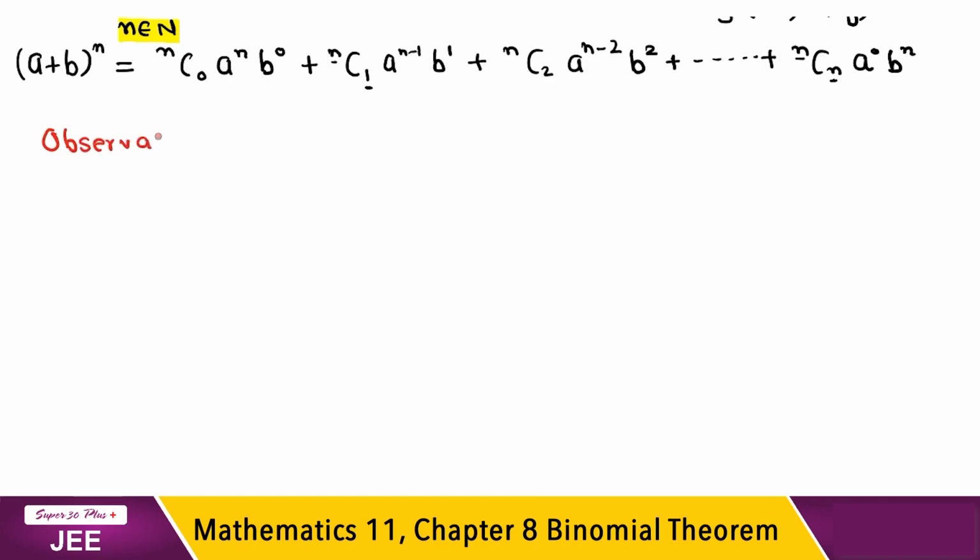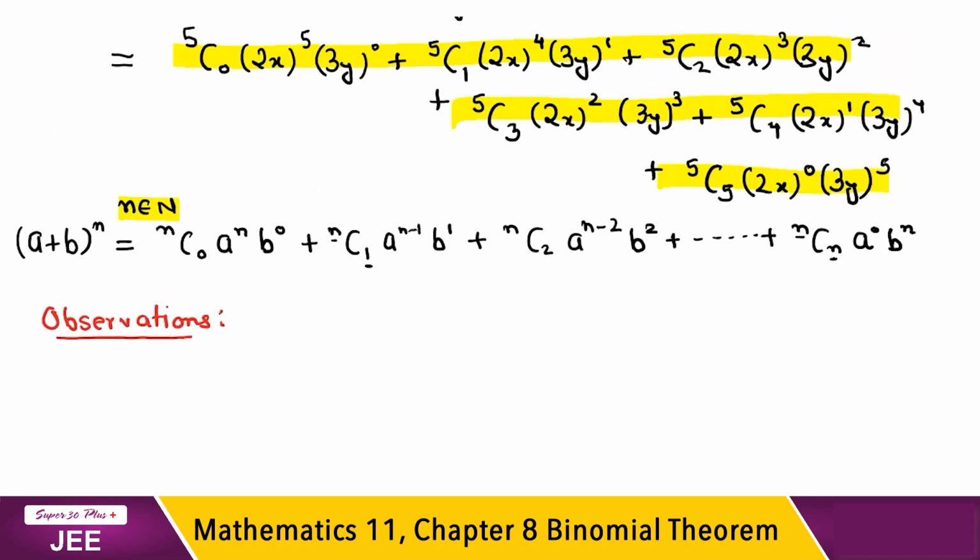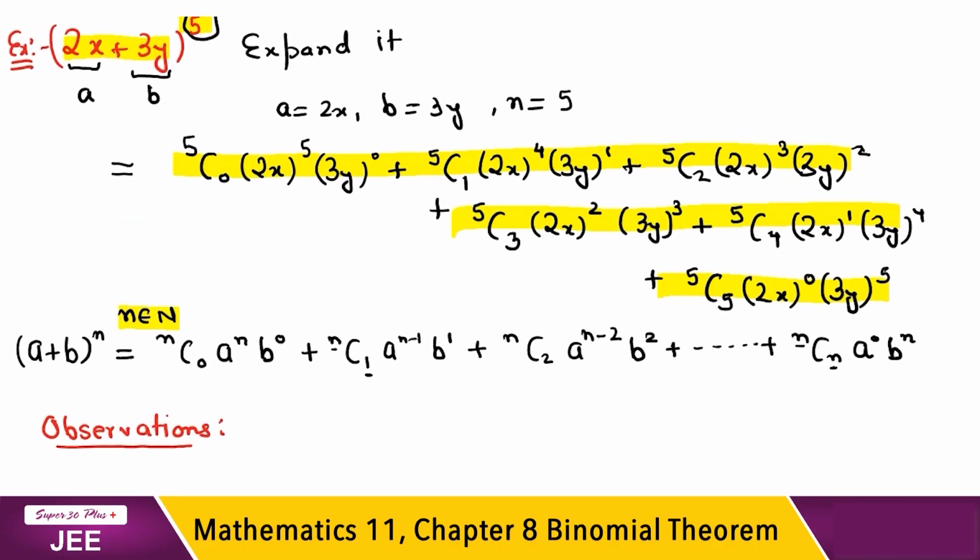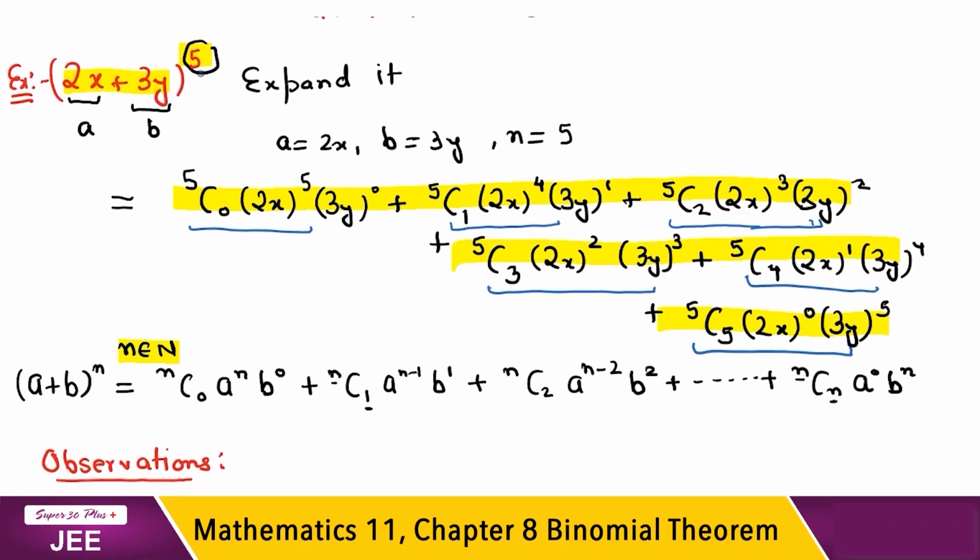What can we observe? Because we have obtained a series of terms which are getting added, we can make some observations on (a + b) raised to the power n. The very first observation, let me make you observe with this example. When we had expanded (2x + 3y) raised to the power 5, how many terms did we get over there? 1, 2, 3, 4, 5 and 6. So the total number of terms was 6, that is 1 more than the index.